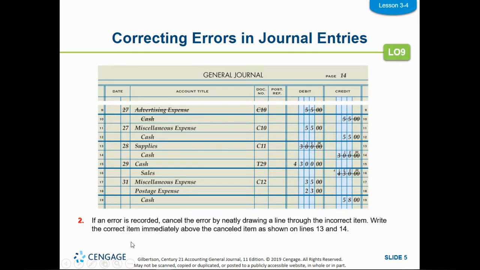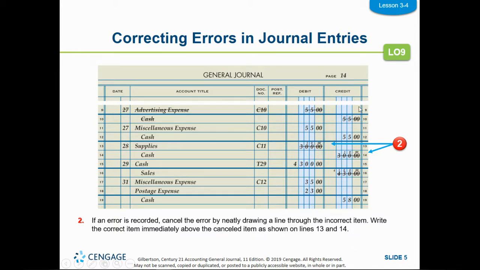Other times, if an error is recorded, you cancel the error by neatly drawing a line through the incorrect item. Write the correct item immediately above the canceled item. So right here on this example, they call this a slip error. They put 300 in there and it was supposed to be 30.